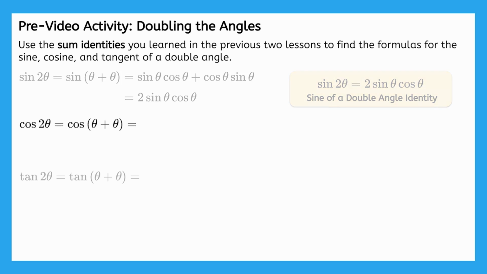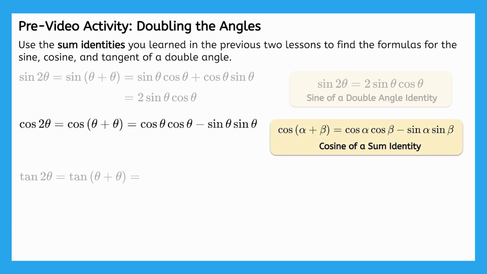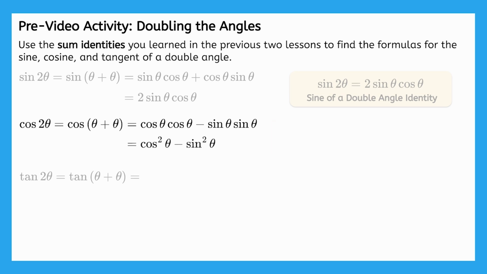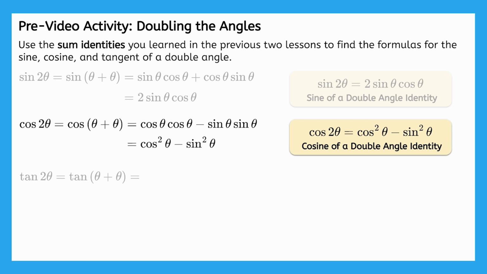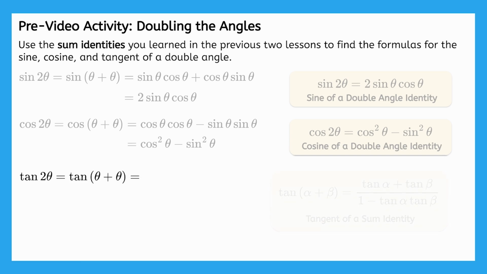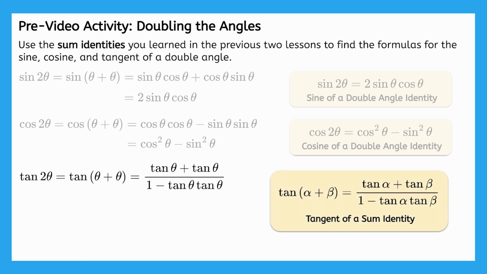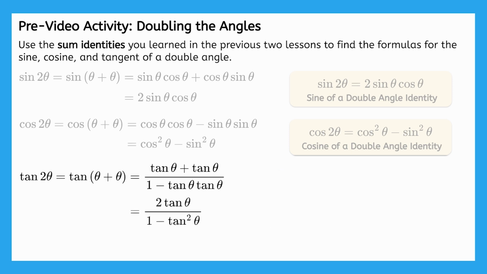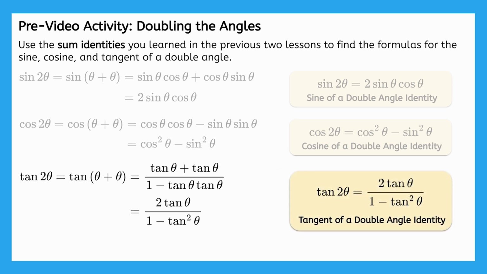Similarly, to find the identity for cosine of 2 theta, we write it as cosine of theta plus theta and expand it using the cosine of a sum identity, which gives us cosine squared theta minus sine squared theta. This is our cosine of a double angle identity. Lastly, we find the tangent of 2 theta identity by expanding tangent of theta plus theta with the tangent of a sum identity, and after simplifying, we end up with 2 tangent theta over 1 minus tangent squared theta, which is our tangent of a double angle identity.